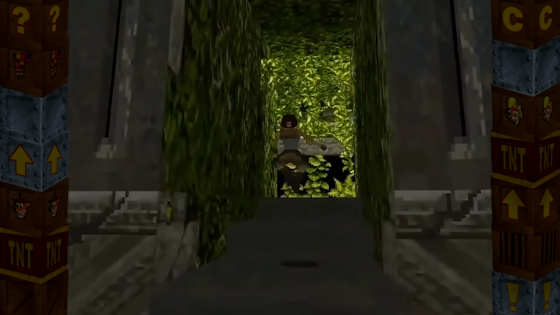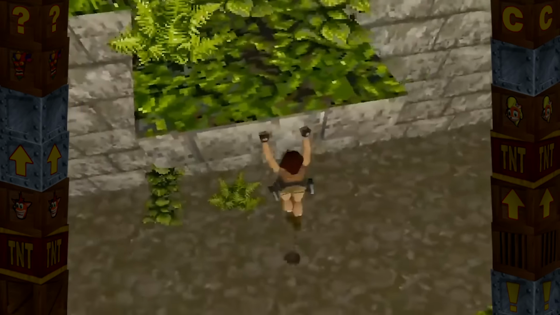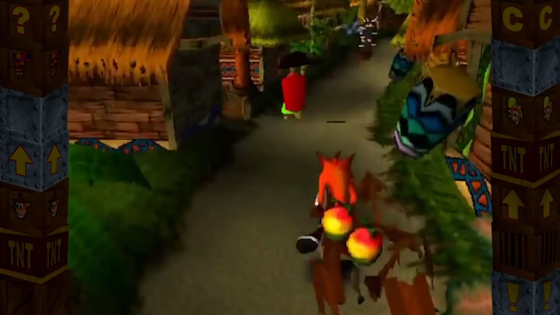Or the number of polygons in the level. Something like Tomb Raider, it's pretty blocky, with square corridors, and Crash has weird shapes, because we have many more polygons. There were a bunch of different technologies that served this, but the memory was a huge one.